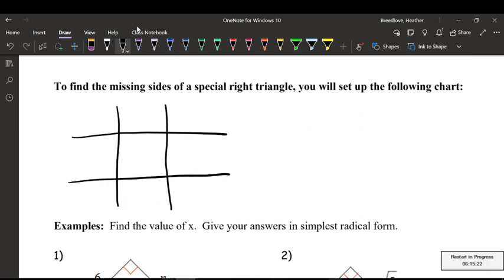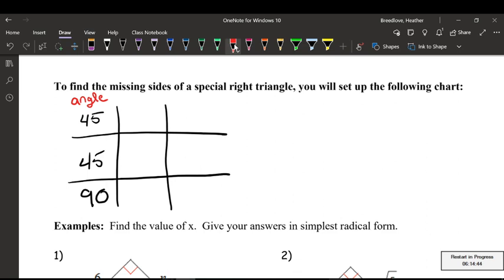So in the first column, I'm going to put 45, 45, and 90, representing the angles of the triangle I'm solving for. All right, so this is the angle of the triangle. So you don't have to label this every time, but I am for this one because it's the first time you've seen it, explaining what I'm doing. So that's the angles of the special triangle.